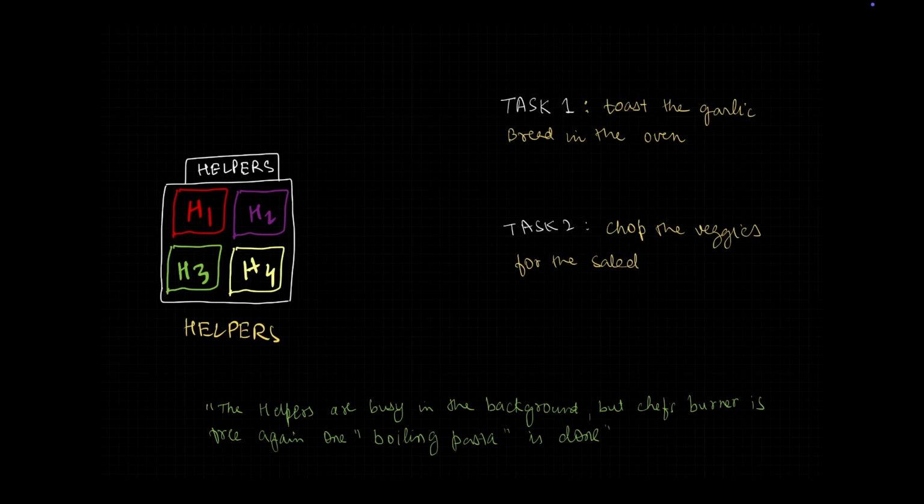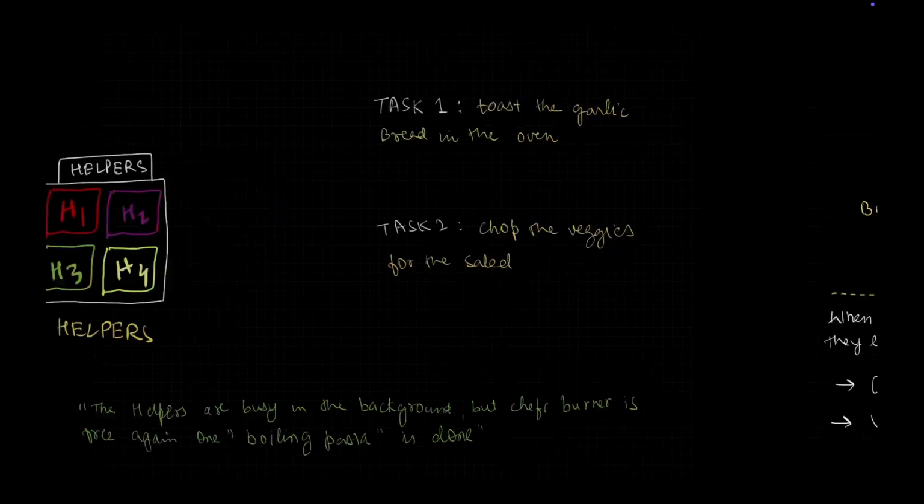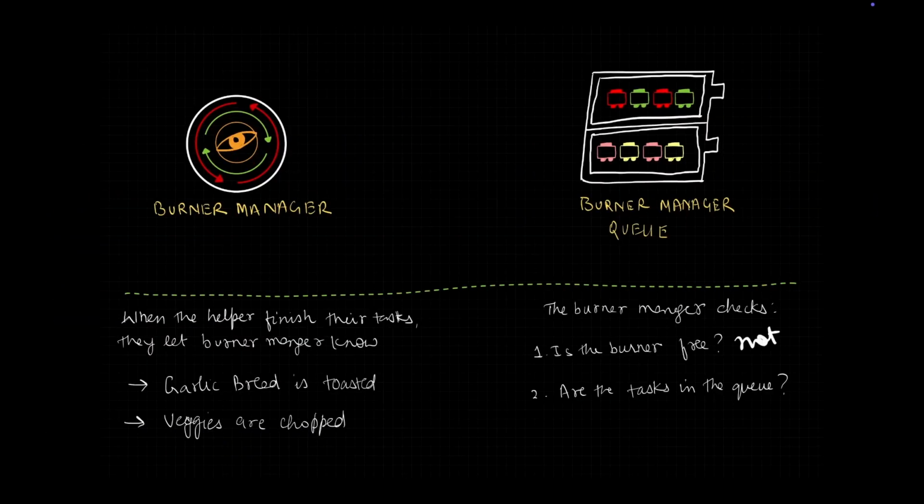So we have 2 tasks which can be delegated. Task 1 is to toast the garlic bread in the oven. Task 2 is to chop the veggies for the salad. So we can give both of those tasks to the helper, and the helper will handle them. The helpers are busy in the background, but the chef's burner is free again and the boiling pasta is done. We have handled both operations efficiently. Once the tasks are completed by the helpers, we have to take those tasks and put them on the call stack, which is our single burner.